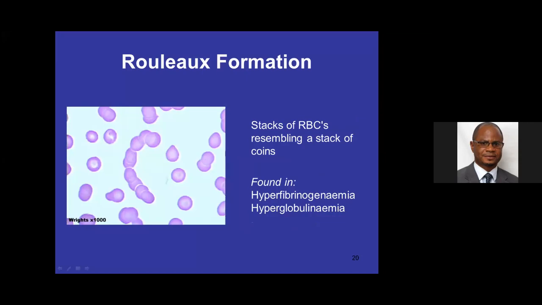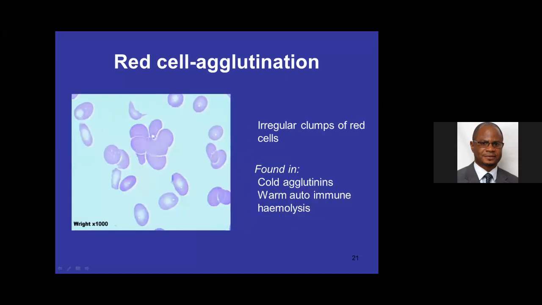Then we have rouleaux formation. This is also seen in old blood. The cells are stuck to each other, as in hyperglobulinemia and hyperfibrinogenemia. You see stacks of RBC resembling a stack of coins. That is the rouleaux. Red cell agglutination shows irregular clumps of red cells. So the red cells are clumped together. We see it in cold agglutinins, and warm autoimmune hemolysis as well.